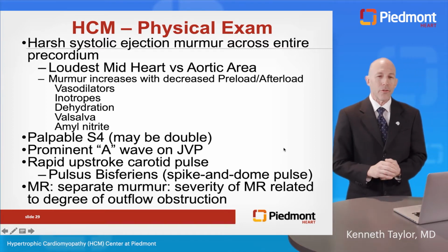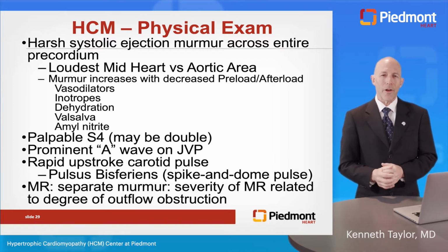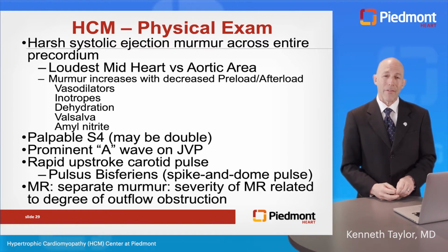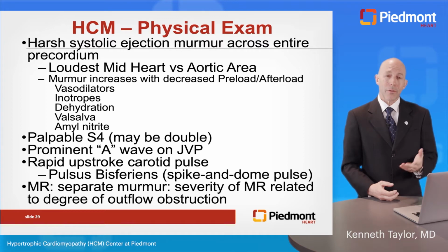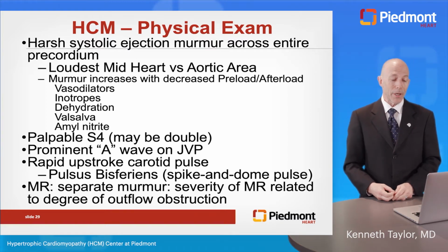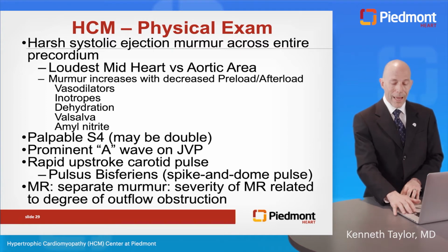Physical exam findings, classic for obstructive form of hypertrophic cardiomyopathy, is a harsh systolic murmur, usually heard at the base of the heart, can be made worse, again, with things that decrease preload and decrease afterload. You may have an S4 gallop. Non-obstructive forms may have the gallop, but may not have a murmur. You may see a rapid upstroke or a so-called pulsus bisferiens with a spike and dome pulse. And then you also may hear an MR murmur separate from the outflow tract murmur.